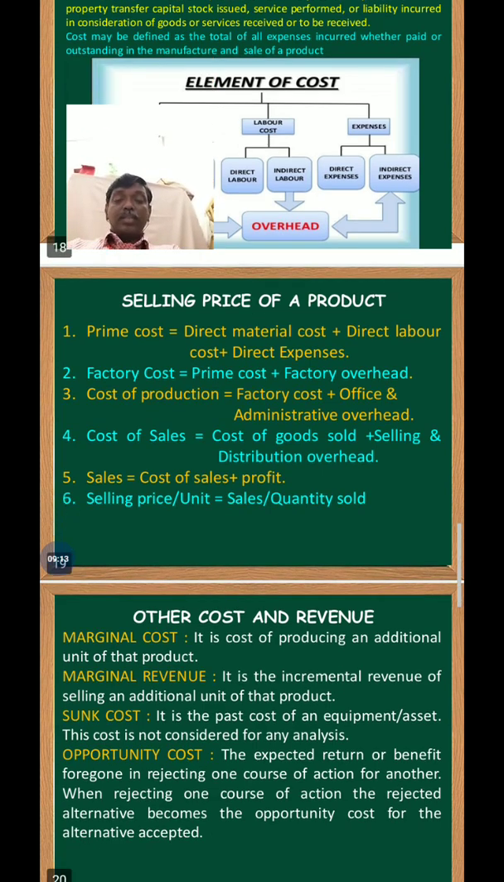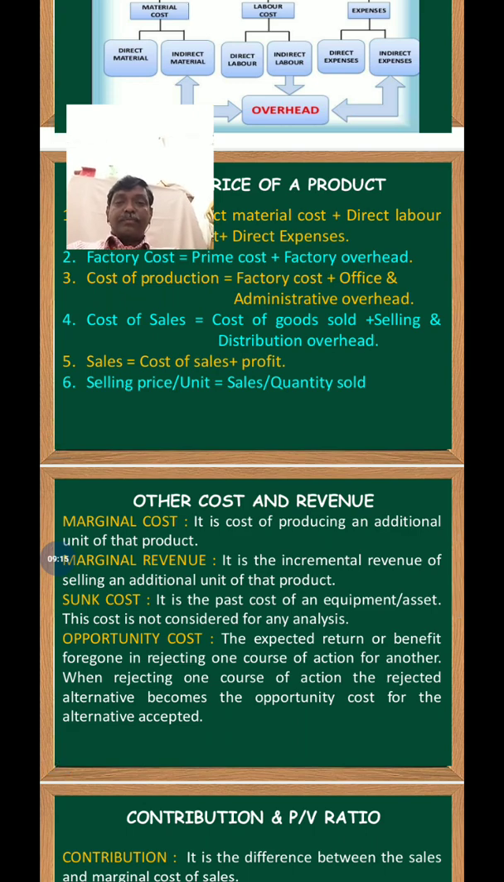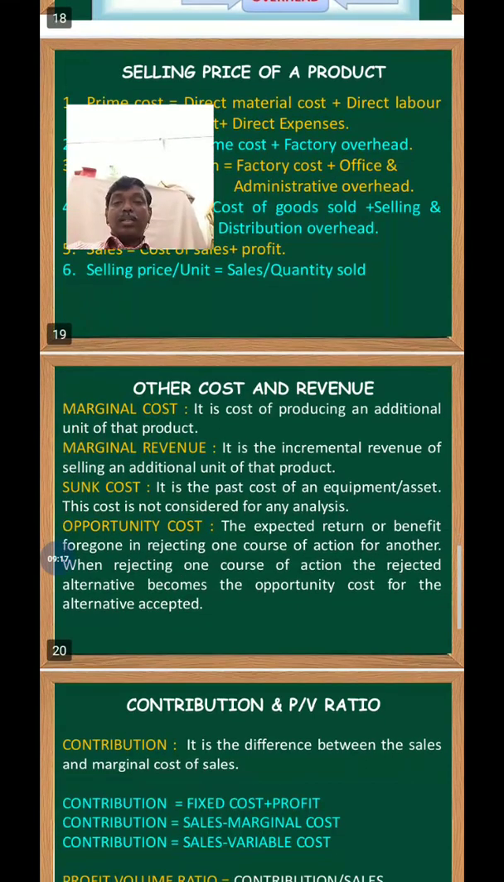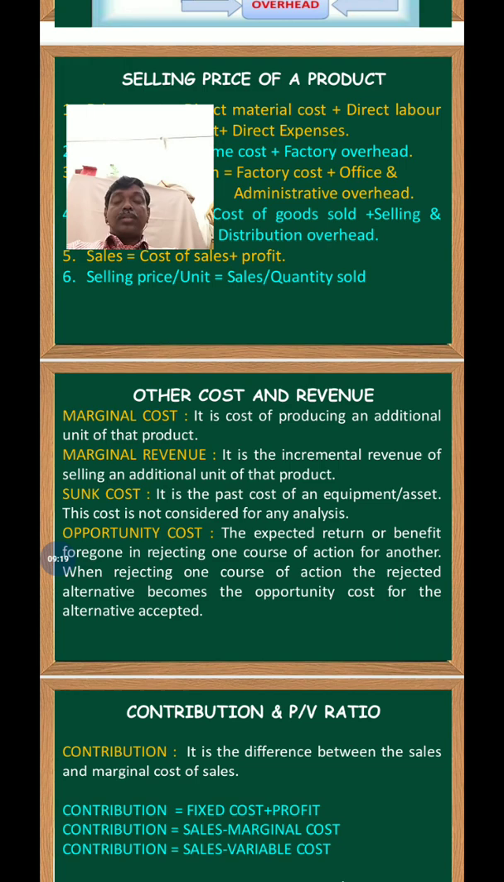The next topic is other costs and revenues. These are all under this category. Other costs and revenues are marginal cost, marginal revenue, sunk cost, and opportunity cost. What is meant by marginal cost? It is the cost of producing an additional unit of that product.